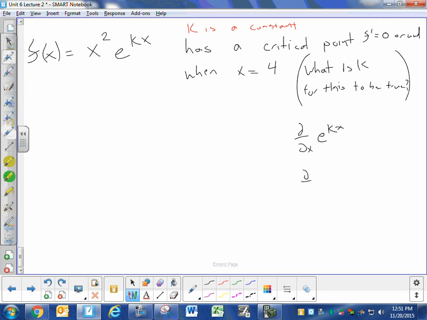Well, maybe if I use the number, it'll help me. The derivative of e to the 3x is just e to the power times the derivative of the power. So the derivative of e to the kx would be e to the power times the derivative of the power. Since k is just a number, it'd be e to the kx times k.